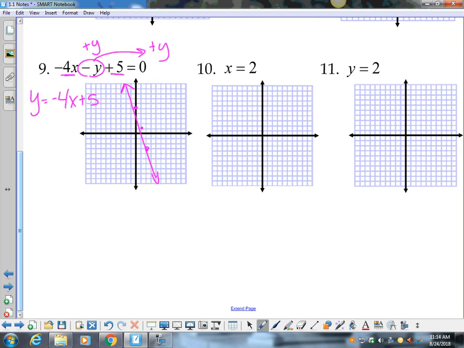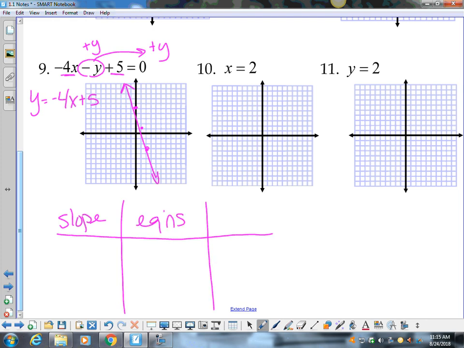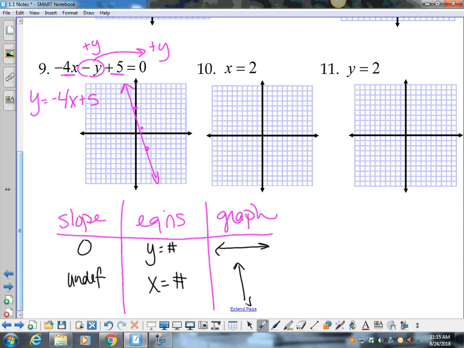Okay, and the last two, these are Tweedledee and Tweedledum. These are your two special cases, and you need to know the relationship between a slope, the equation, and its graph. If your slope is 0, your equation is y equals a number, and your graph is horizontal. If your slope is undefined, your equation is x equals a number, and your graph is vertical. You have to know that. You have to be able to go all different ways through this chart.